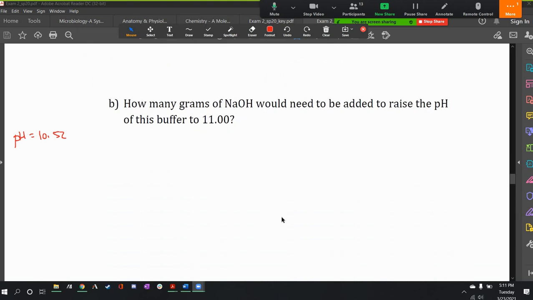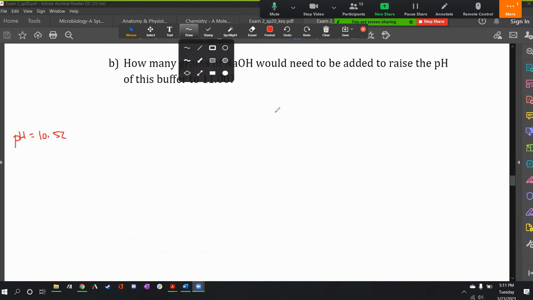And then, okay, how many grams of NaOH would need to be added to raise the pH of this buffer to 11? So this is a challenging one. Okay, where do we even start? So, okay, we're trying to raise the pH. So we know we need to get a little more base in there and get rid of a little bit of acid.